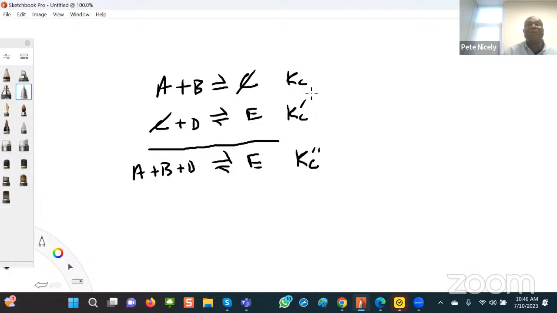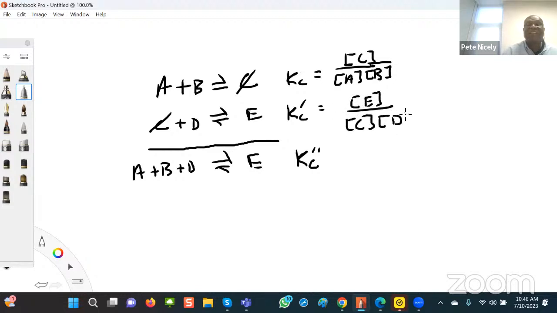So the question is, what is the equilibrium constant for the final equation? To answer that, I'm going to write down an expression for Kc for the first equation, which is concentration of C divided by concentration of A times concentration of B. And then for the second equation, it would be concentration of E divided by concentration of C times concentration of D. Now, for Kc double prime, the Kc expression would be concentration of E divided by concentration of A times the concentration of B times the concentration of D.